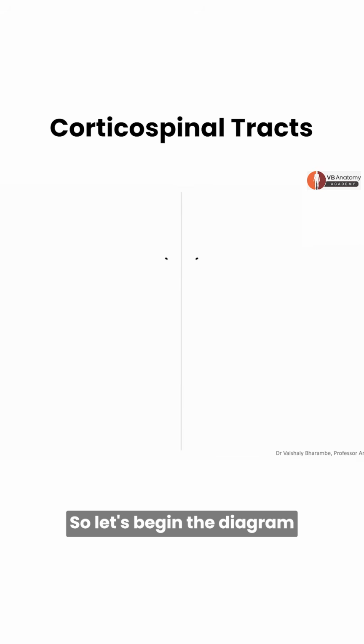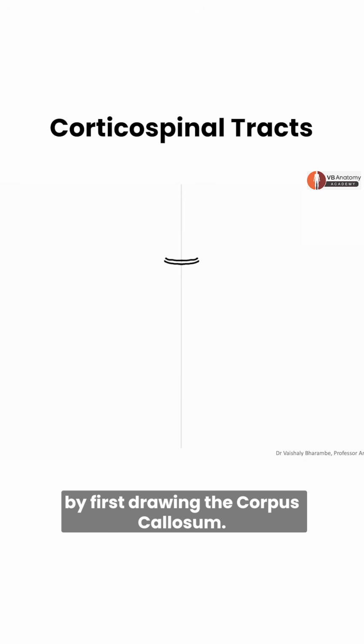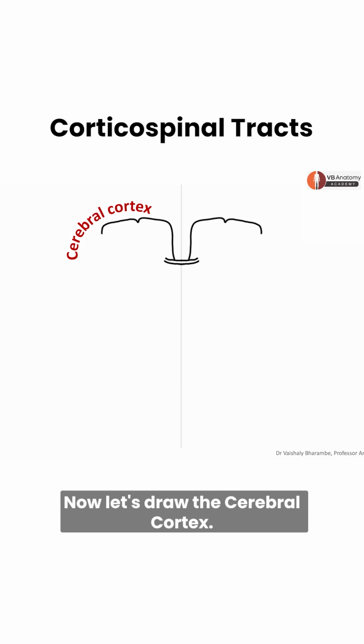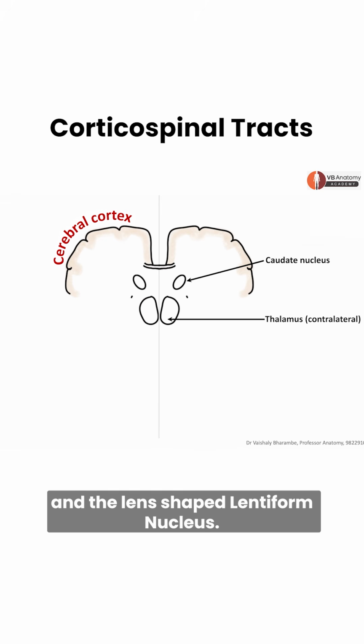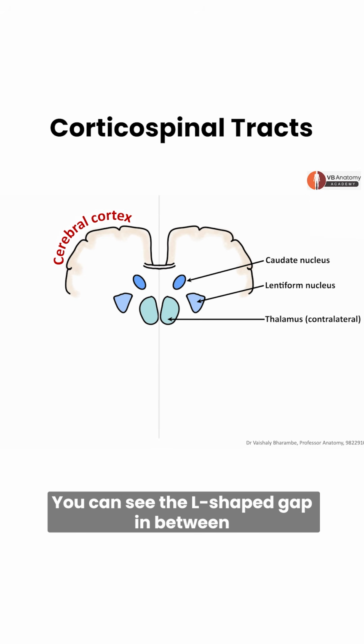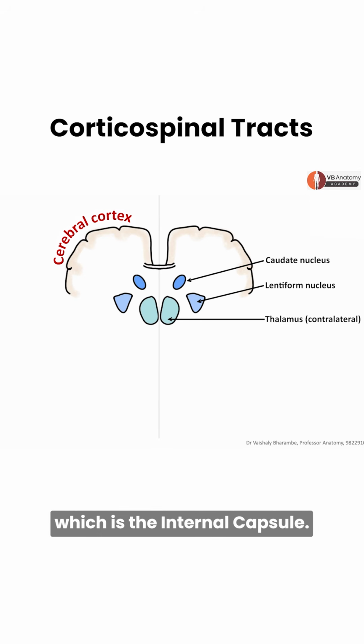So let's begin the diagram by first drawing the corpus callosum. Now let's draw the cerebral cortex. Let's now draw the caudate nucleus, the two thalami and the lens-shaped lentiform nucleus. You can see the L-shaped gap in between, which is the internal capsule.